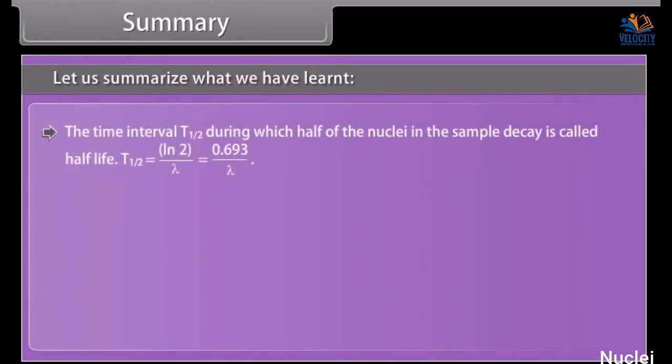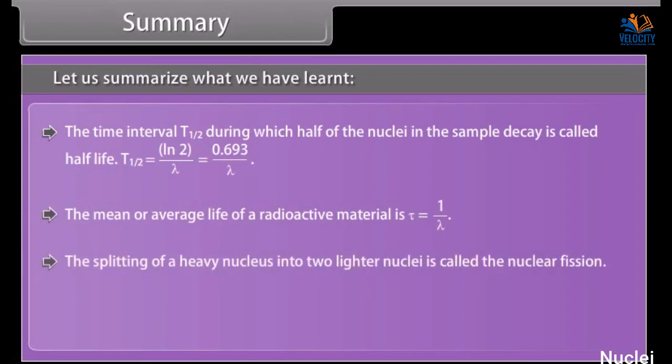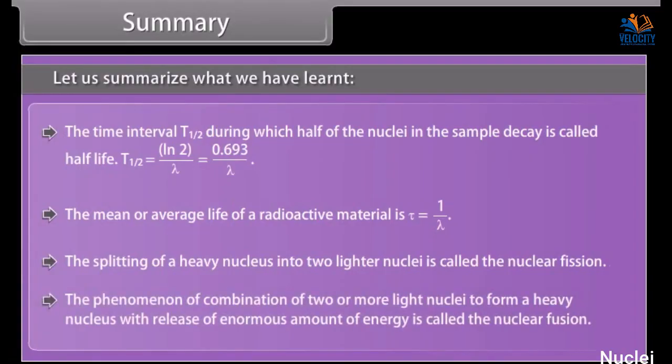The time interval t½ during which half of the nuclei in the sample decay is called half-life. The mean or average life of a radioactive material is the reciprocal of the decay constant. The splitting of a heavy nucleus into two lighter nuclei is called nuclear fission. The phenomenon of combination of two or more light nuclei to form a heavy nucleus with release of enormous amount of energy is called nuclear fusion.